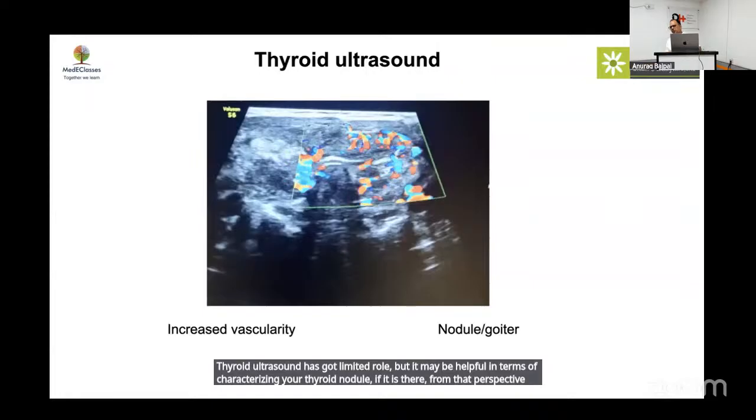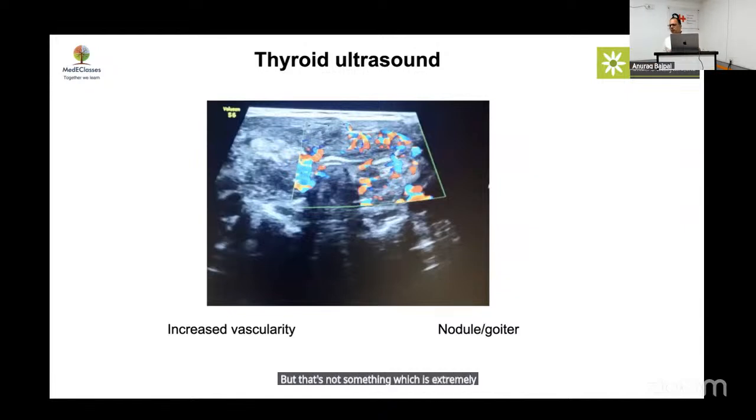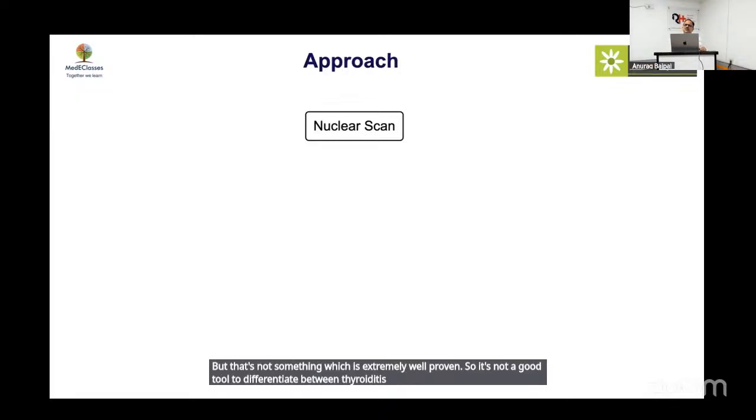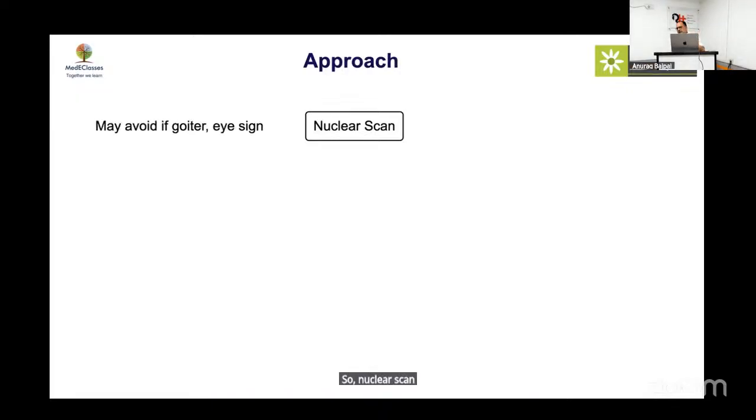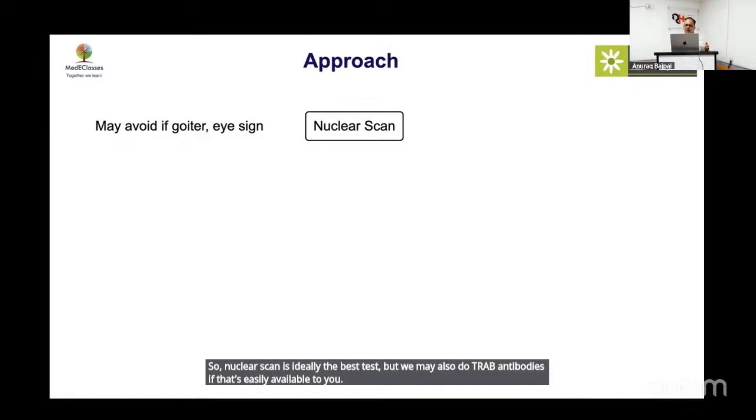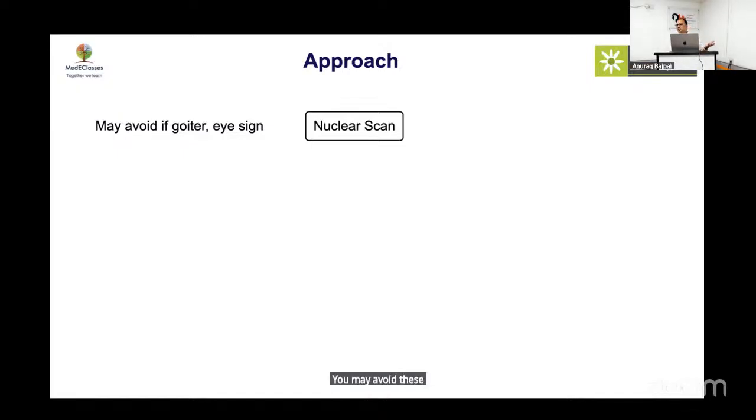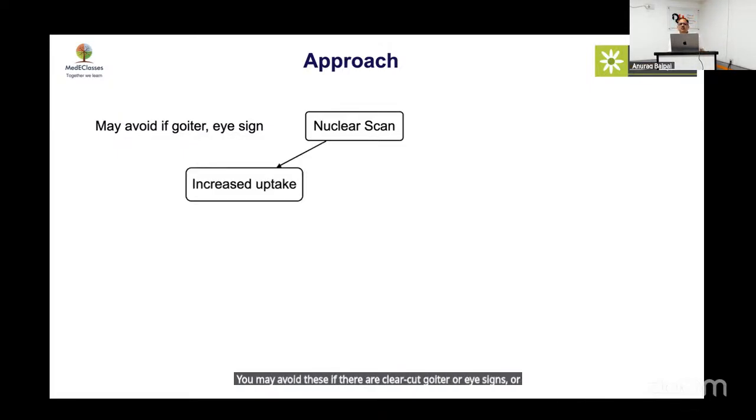Some people talk about vascularity as a marker of increased production, but that's not something which is extremely well proven. So it's not a good tool to differentiate between thyroiditis versus Graves' disease in that regard. So nuclear scan is ideally the best test, but we may also do TRAB antibodies if that's easily available to you. You may avoid these if there are clear-cut goiter or eye signs or the FT4 is extremely high.